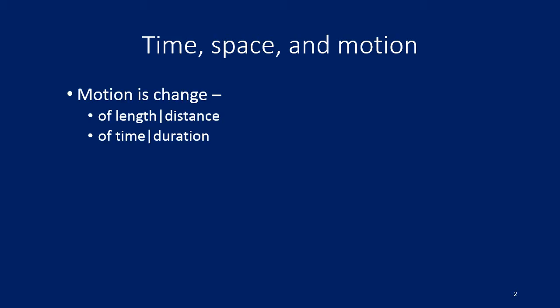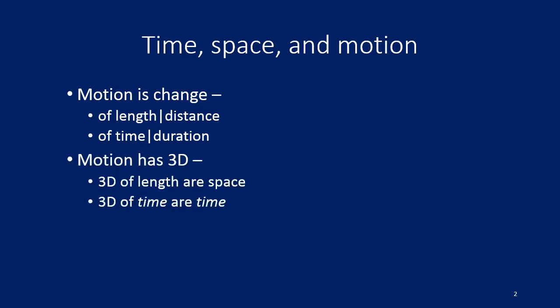Let's talk about time, space, and motion. Now, what is motion? Well, motion is change of length or distance, as well as change of time or duration. Now we know motion has three dimensions. So the three dimensions of length are what we call space. Well then, how about the three dimensions of time? They could be called time.